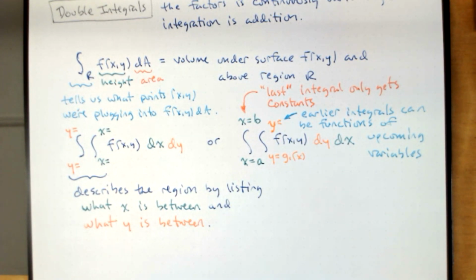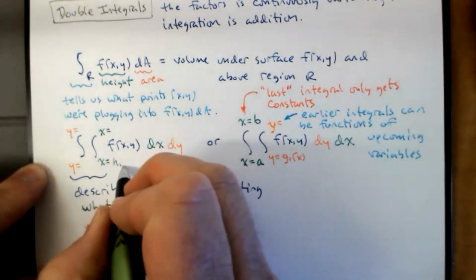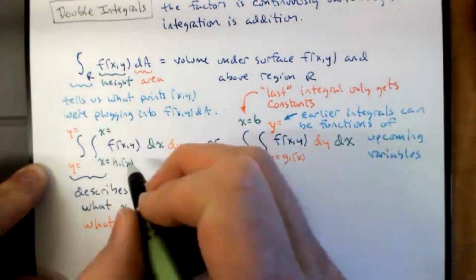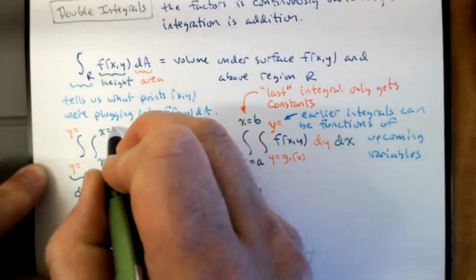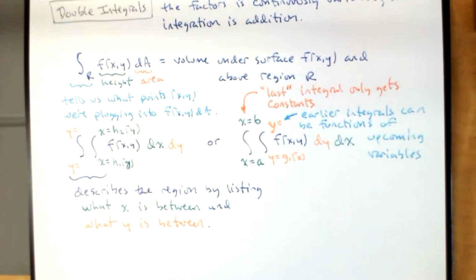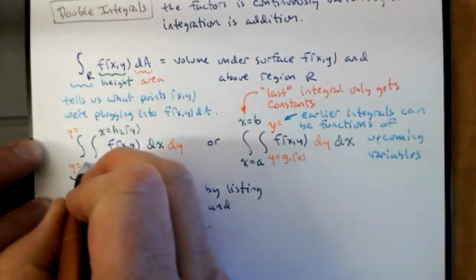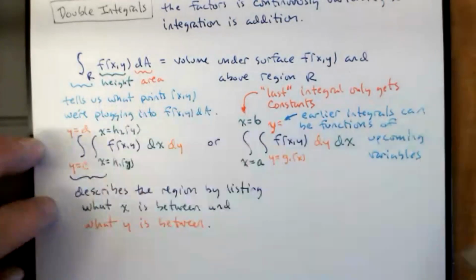If we look at the previous one, where x is the first integral and y is the last integral, the first integral can use functions of upcoming variables. So x can be integrated between two functions of y. So h1 of y, let's say, and h2 of y. In this setup, I get to use functions of y in the first integral. Then the last integral can only use constants. So y will have to go between constants, c to d, let's say.